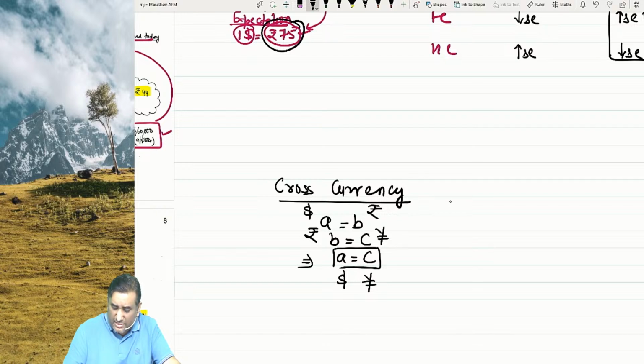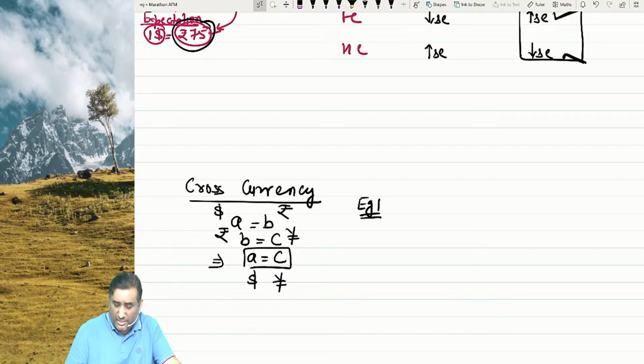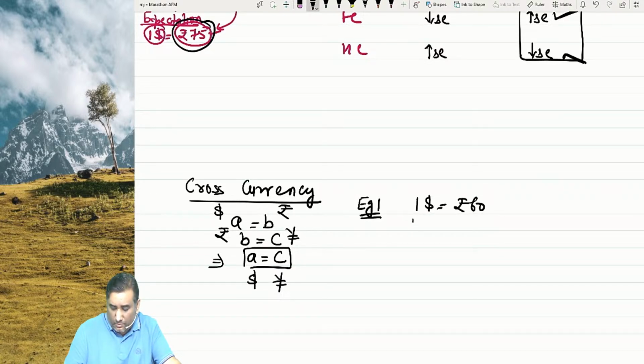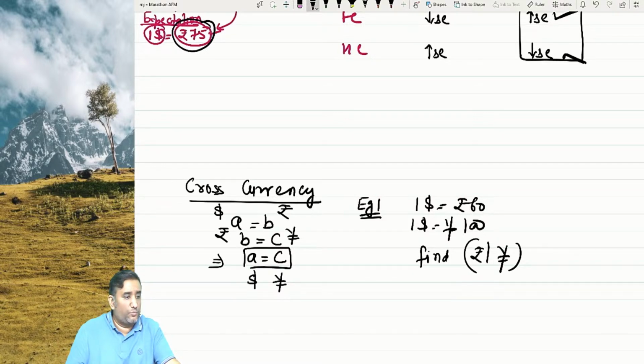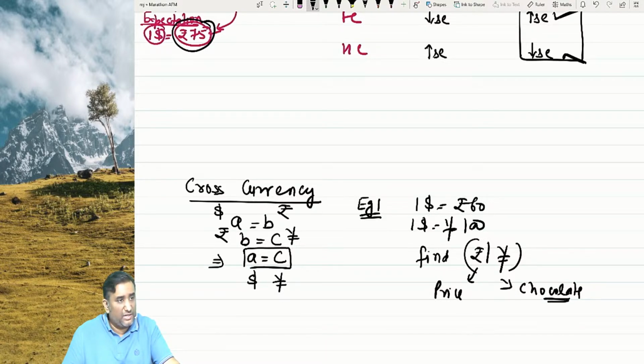Similarly, you can have A, B, B, C, C, D, a three-currency cross relationship. Now, the simplest example I am picking up, example number 1. Straightforward, I'll move to the examples without spending time here. Let's suppose $1 is rupee 60 and $1 is again yen 100. Find rupee per yen. We read this as rupee per yen. Rupee is the price, yen is the chocolate. We are doing academic style. At the end, I might discuss some practical style.